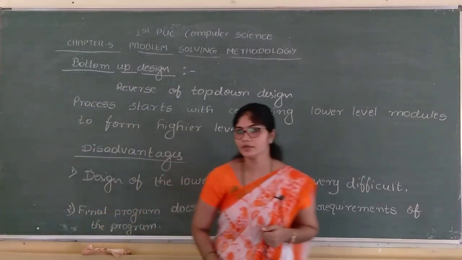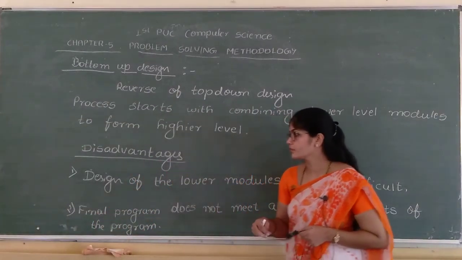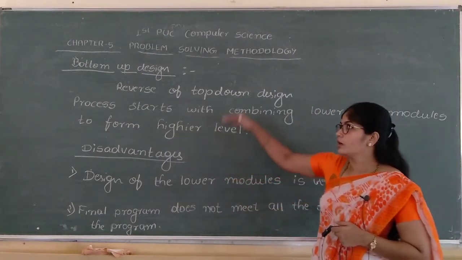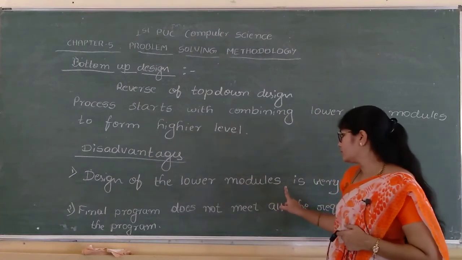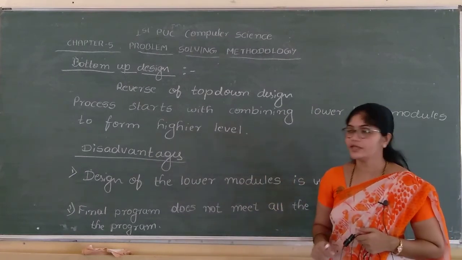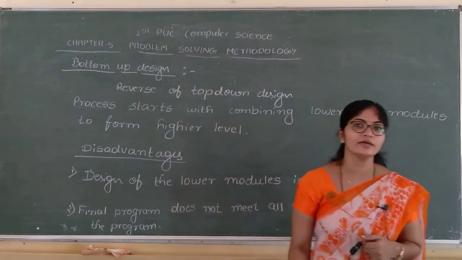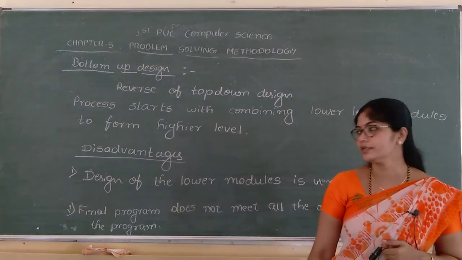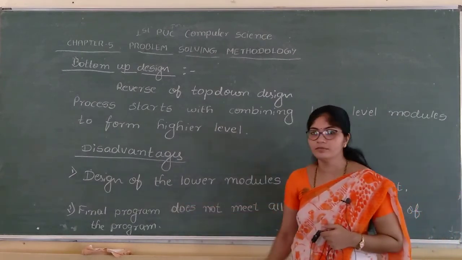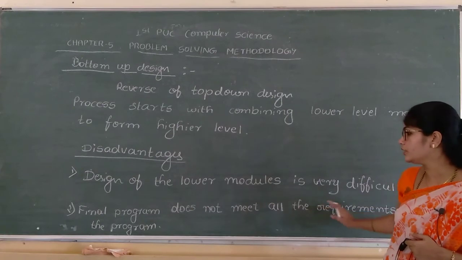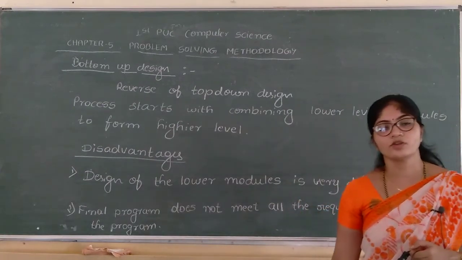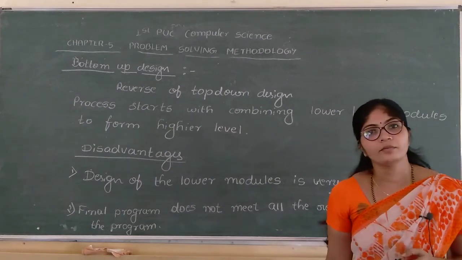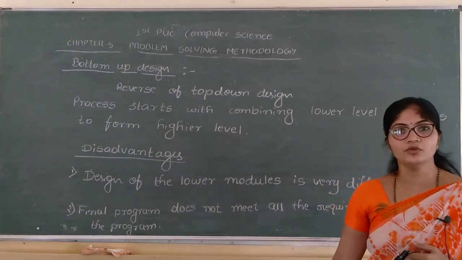These are the disadvantages of bottom up design. First disadvantage, design of the lower modules is very difficult. Directly designing the lower level modules is difficult task. Final program does not meet all the requirements of the program. Final software that may not meet all the requirements of the user.